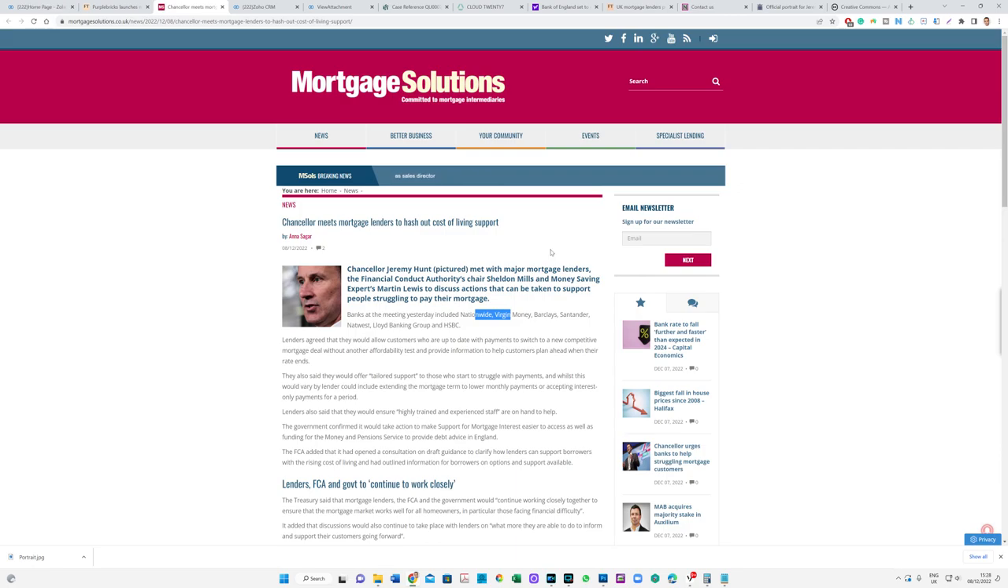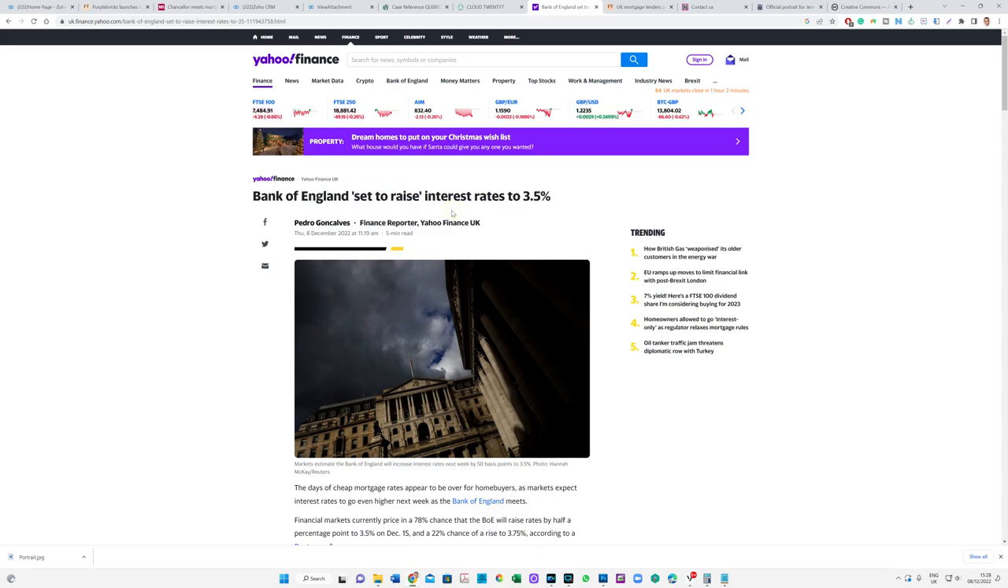Looking at a couple of other bits of news here. You've got Yahoo Finance, who are talking about another interest rate rise. Well, there's no secret that there is going to be an interest rate rise. It's going to happen. But don't worry, just because interest rates will rise, it doesn't mean mortgage rates will rise. Remember, last month, only a month and a half ago, interest rates were lower, but mortgage rates were over 6% with some of the lenders.